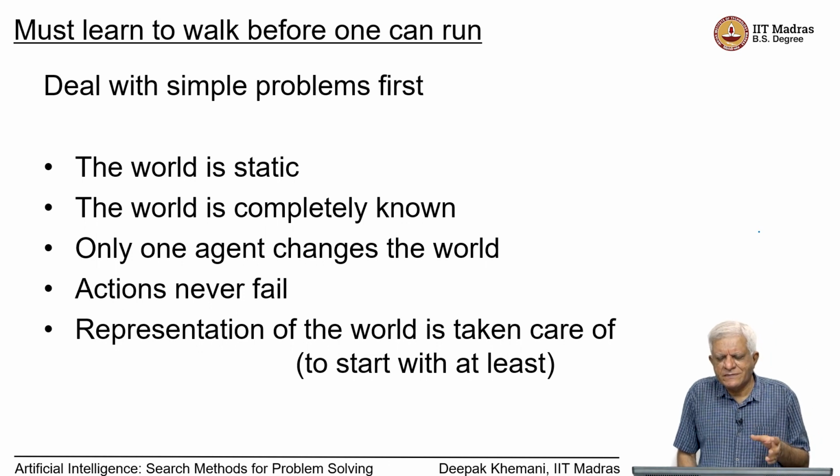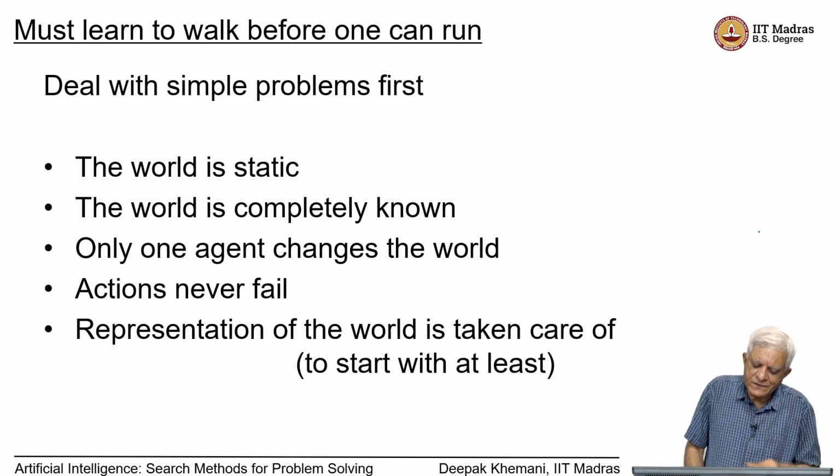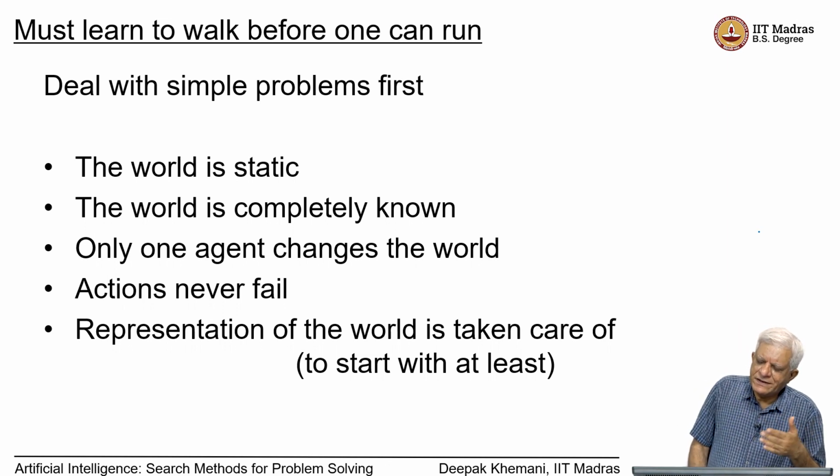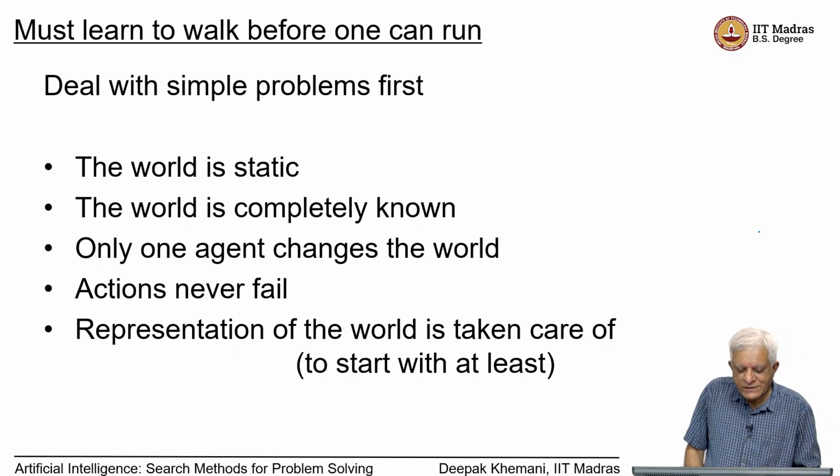And that is one of the reasons why games like chess were very popular as work to be done in AI, because it is very easy to represent the chess board, and the move is very easy to describe, and the move is very easy to make, unlike football, which is much harder.